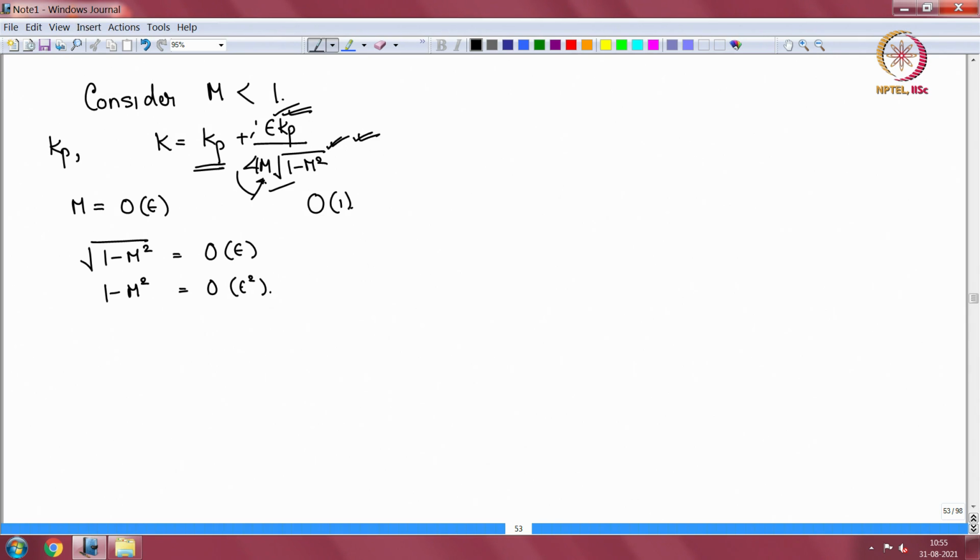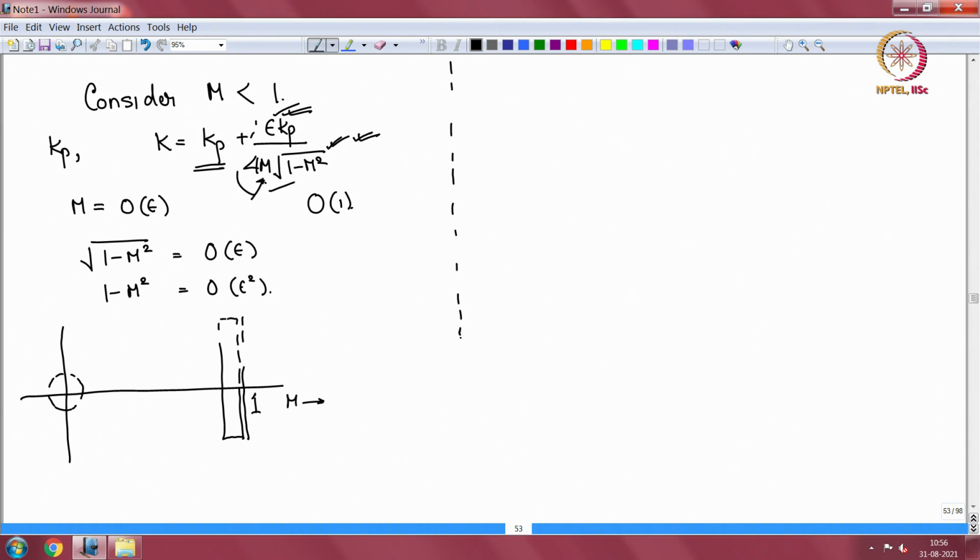Okay, so we have this frequency regime which goes from 0 to 1, let's say. This is 1. This is m. So we will look at the regime very close to 0 and we will look at the regime close to 1. So let us first look at very close to 1, but less than 1. So we are going to look at m close to 1, but less than 1.